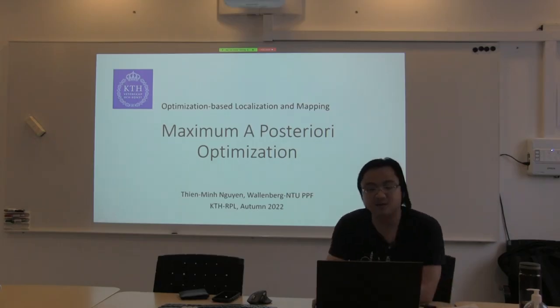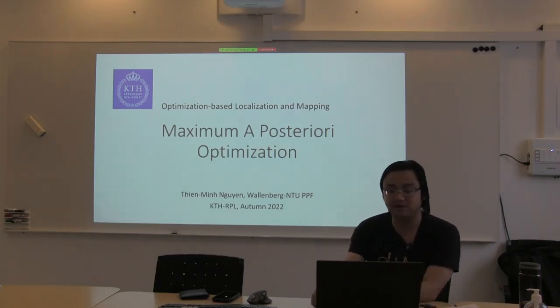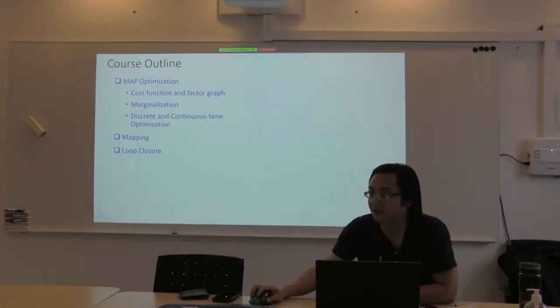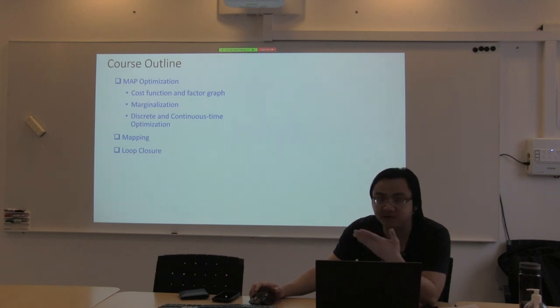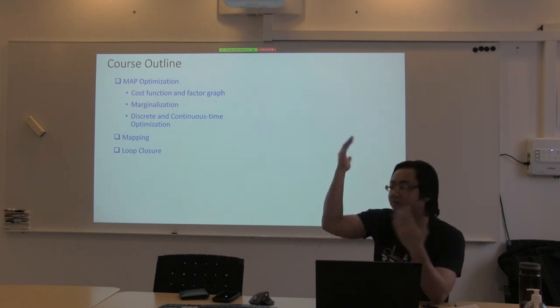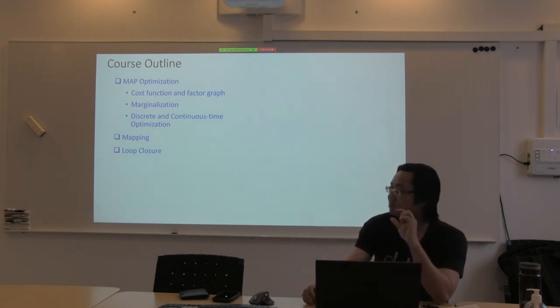So the name of the course is optimization based localization and mapping, and the fundamental optimization problem here is the maximum a posteriori problem. And so today the main thing we are going to cover is the cost function and the factor graph. The outcome here is when you read the paper, you're supposed to look for the information that is condensed in the cost function and the factor graph. So you can quickly skip through the paper and then identify this piece of information. And that's like 50% of the paper.